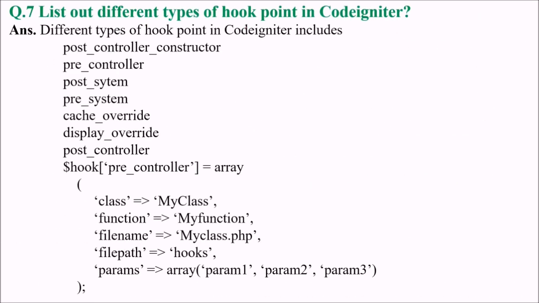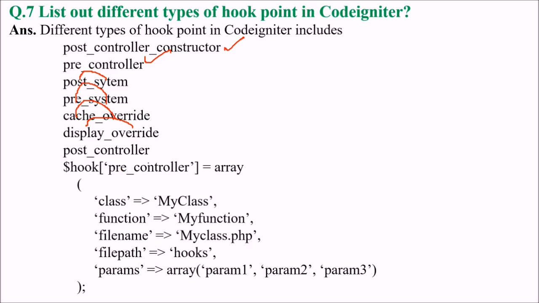List out different types of hook points in CodeIgniter. In CodeIgniter there are various hook points, and I've listed a few of them: post controller constructor, pre-controller, post system, pre-system, and for override there are cache override and display override, and post controller.